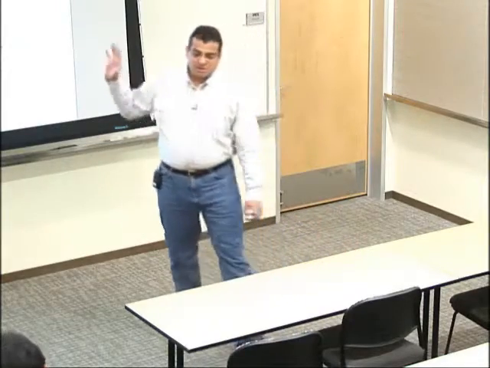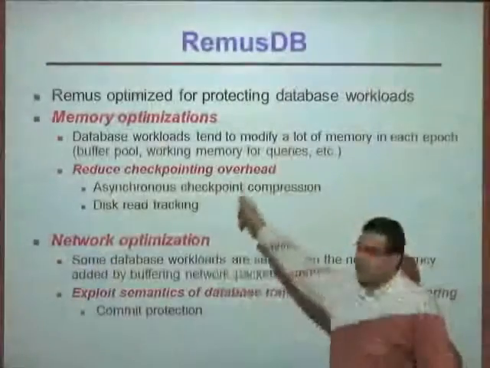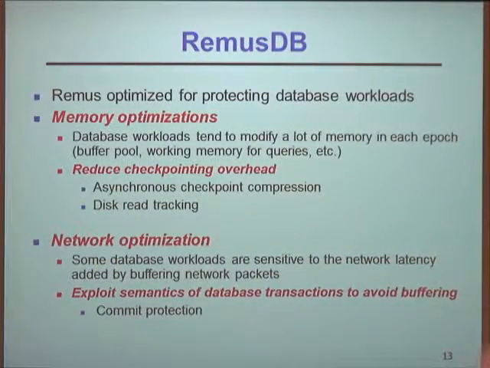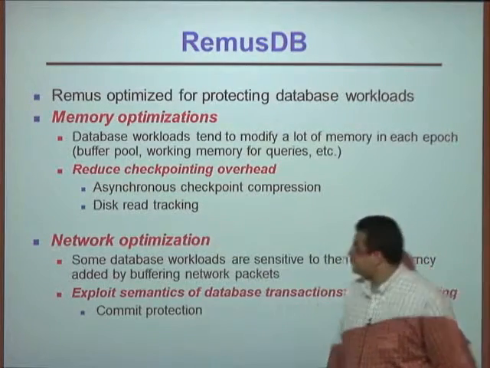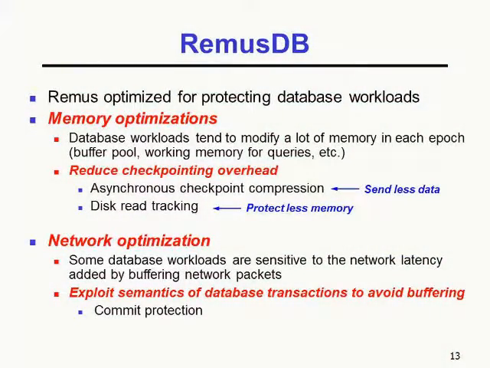So let me talk about the optimizations that we implement. When we look at Remus and why it's slow for database workloads, we see that it's slow for two reasons. One is that database systems are heavy users of memory. So we implemented two optimizations that reduce the overhead of checkpointing virtual machines where the memory is being heavily used: asynchronous checkpoint compression and disk read tracking. Asynchronous checkpoint compression aims at sending less data during checkpoints, and disk read tracking aims at protecting less memory.